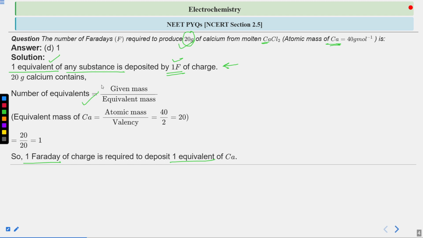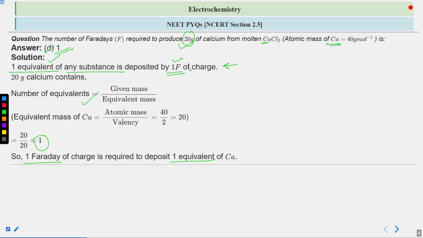Because the number of equivalents has come as 1, 1 equivalent of any substance will be deposited by 1 Faraday. So 1 Faraday of charge is required in this process of deposition of calcium, which is also 1 equivalent, from the molten calcium chloride. Hence, the correct answer is option D, that is 1.